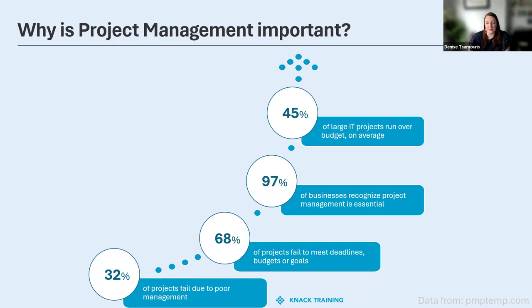As someone who is married to someone in IT, I found this one quite surprising: 45% of large IT projects run over budget on average. My husband was not surprised at all since he has been part of quite a few of them. But these statistics show us why project management is important. And you can start it. You can listen to this and you can read. There's so much information and there are so many opportunities to learn about this. And then you can make it your own way and see how it fits you best.